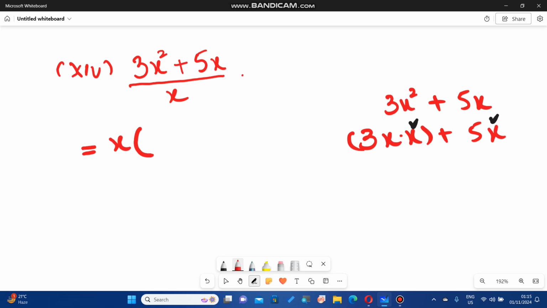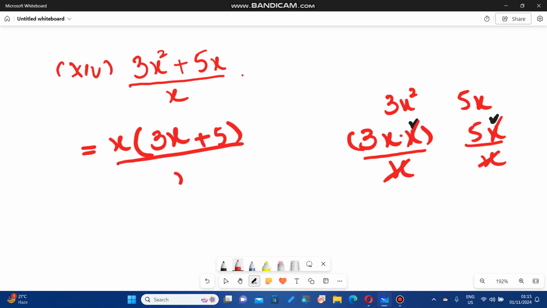Out of 3x squared, you took x common. What are you left with? You are left with 3x. Out of 5x, you took x common. What are you left with? You are only left with 5. Now you have x in the denominator. This x here is being multiplied with this whole term, so you can cancel it out. You have x in the numerator as well as in the denominator. So your answer is 3x plus 5.